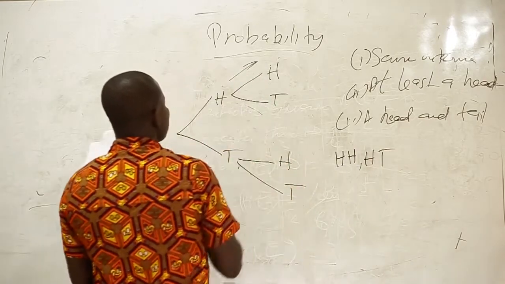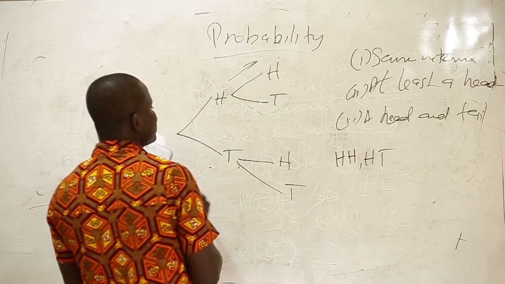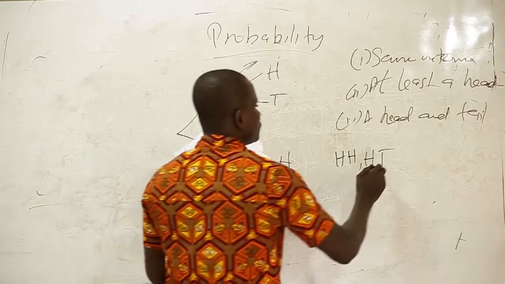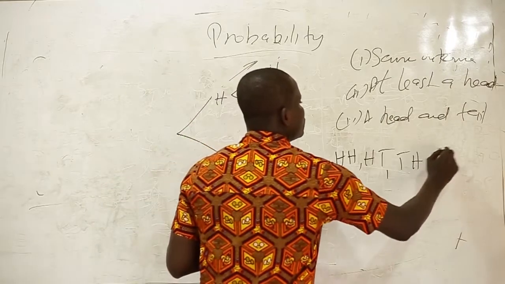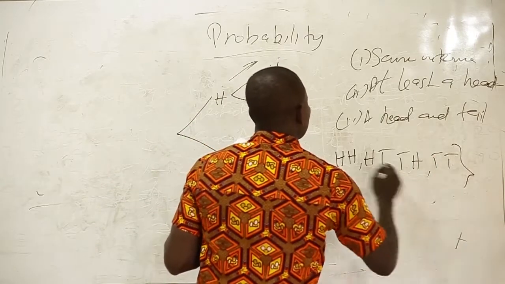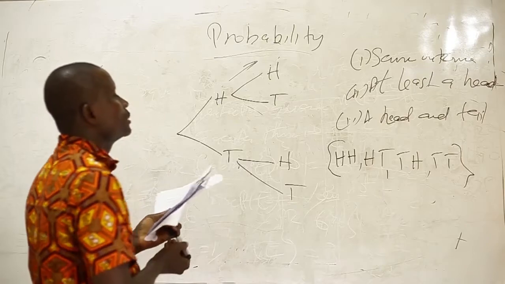HT. We are done with Mr. H. Now we are on Mr. T. TH. Then what? Then TT. This is the set of possible outcomes.